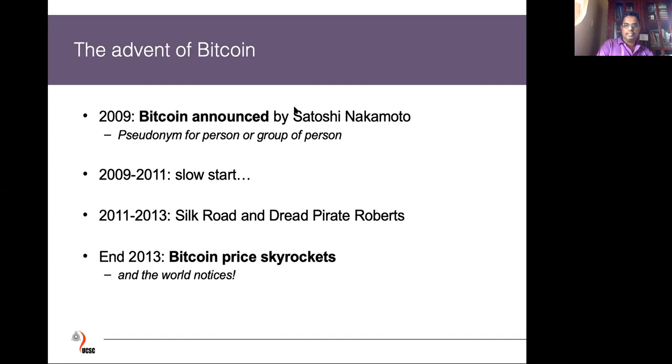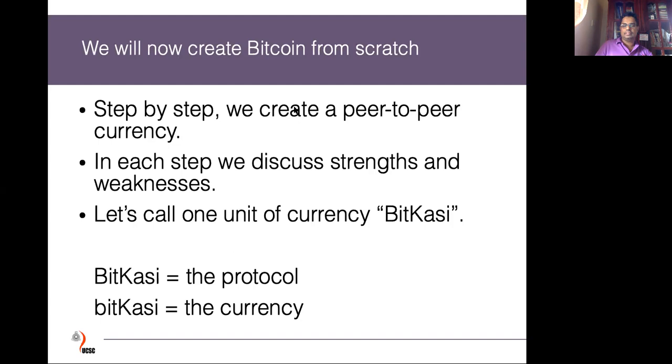So anyway, now we want to see how it works, the concepts and theory behind it. I'll guide you step by step and show you how Bitcoin works from scratch to the real thing.